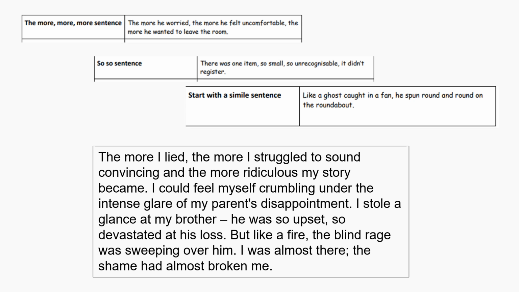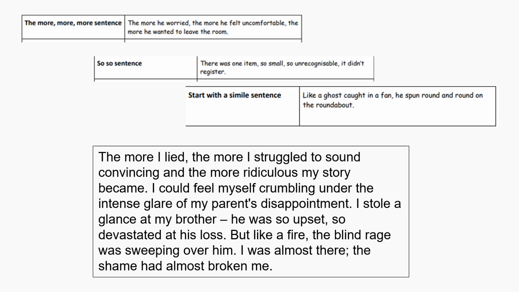Now, if you remember, I started my sentence with, I decided to lie and try and convince them that it wasn't me. So now that has become, the more I lied, the more I struggled to sound convincing, and the more ridiculous my story became. My next sentence was, my parents were staring at me. I could feel myself crumbling under the intense glare of my parents' disappointment. So that's where I'm using that emotional state to convey how them staring at me was making me feel.